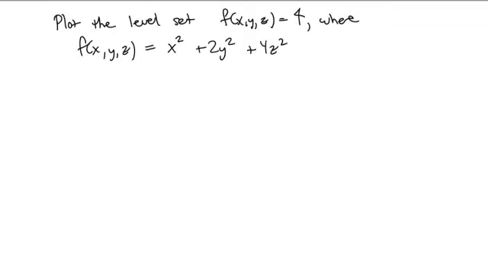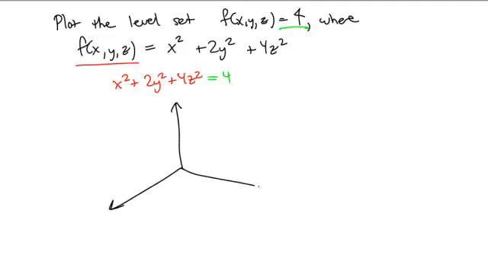Let's take a look at this example. Plot the level set of the function f of x, y, z equals 4, where f of x, y, z is the function x squared plus 2y squared plus 4z squared. Remember that all a level set is, is what you get by taking your function, in this case x squared plus 2y squared plus 4z squared, and setting it equal to some constant, in this case 4. And so this gives me a single equation in 3 variables, which is the graph of a surface in 3-dimensional space.